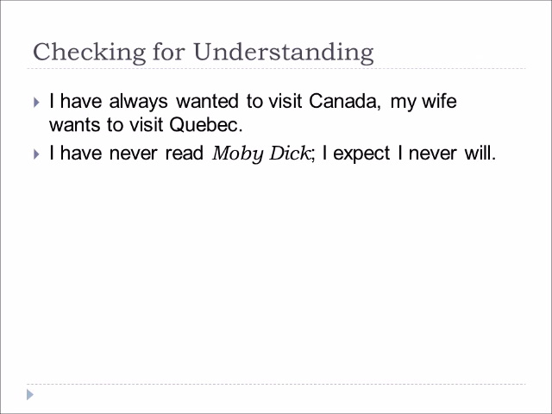I have never read Moby Dick; I expect I never will. Is this a correct compound sentence? The answer is yes. I have a semicolon, so I do not have a coordinating conjunction. Before the semicolon, I have an independent clause: I have never read Moby Dick. After the semicolon, I have another independent clause: I expect I never will. This is a correct compound sentence being joined with a semicolon.